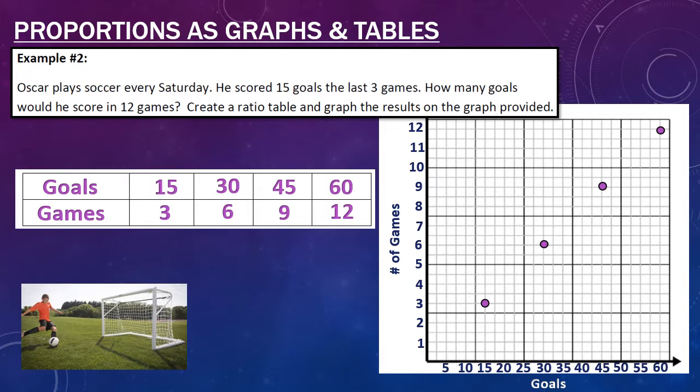Once I have all of my points on the grid, then I'm going to connect them with a line. When I started, Oscar had played no games, had no goals. I passed through the origin, so I know it's a proportion. Make sure you have all of this information recorded before you move on. Pause the video if you need to.